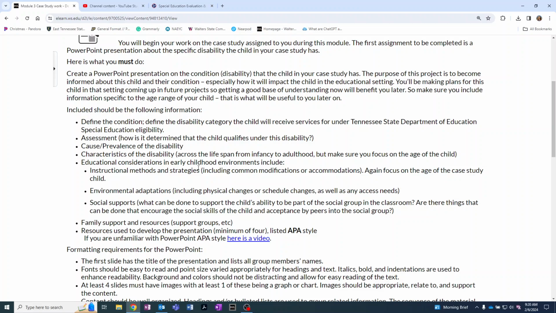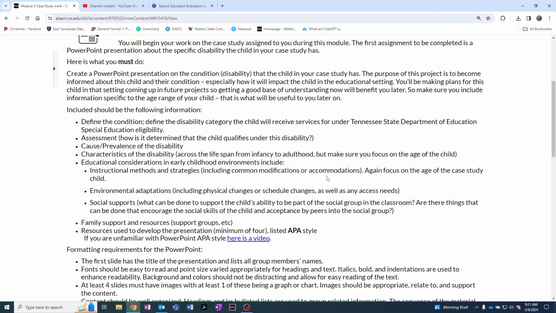What are some educational considerations in the early childhood environment? So remember, this is going to really include lots of things. It's going to include instructional methods and strategies, any environmental adaptations, and then social support as well as family support. So these are things that you should consider and really research.